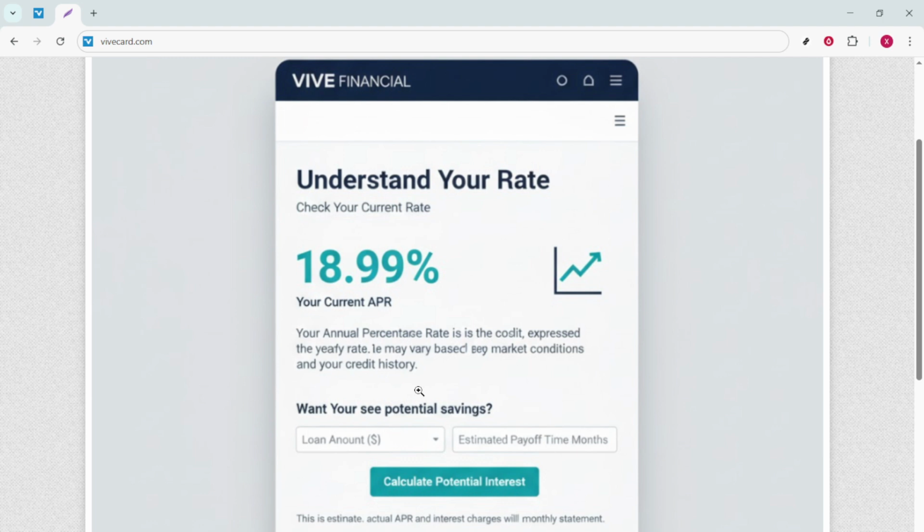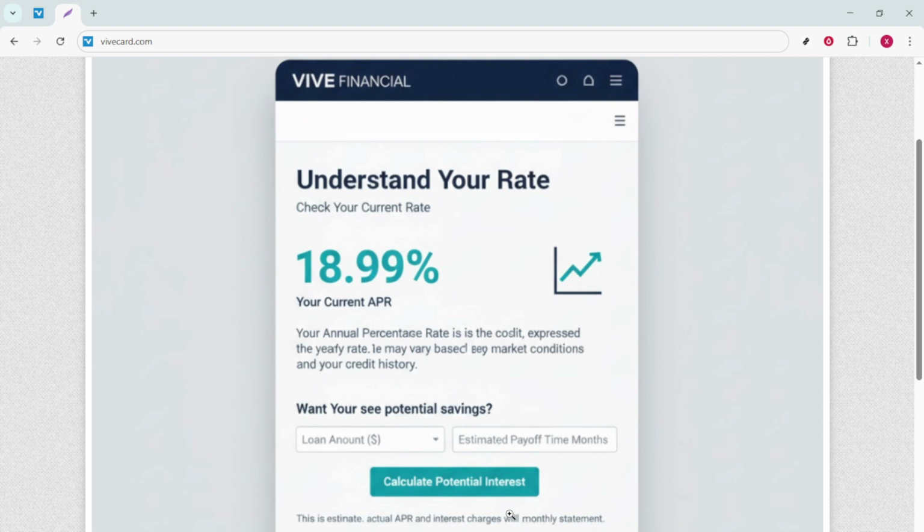Look at the grace period. This is the window between the end of your billing cycle and your due date when you can pay your statement balance in full and avoid interest on new purchases. If you carry a balance from the previous cycle, many accounts suspend the grace period until you've paid in full again. The practical takeaway is simple. Paying the full statement balance by the due date usually helps you sidestep purchase interest.